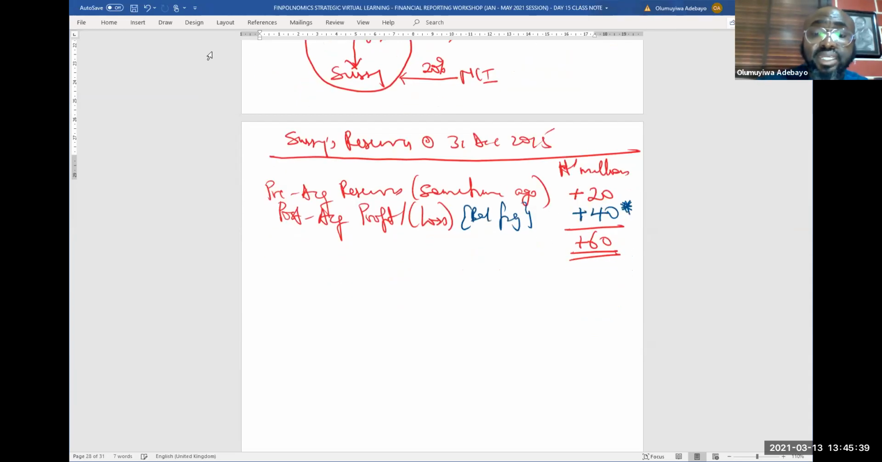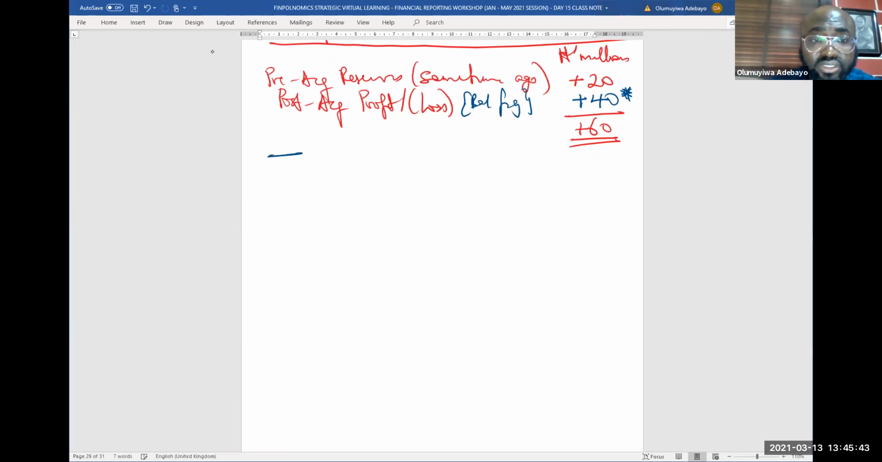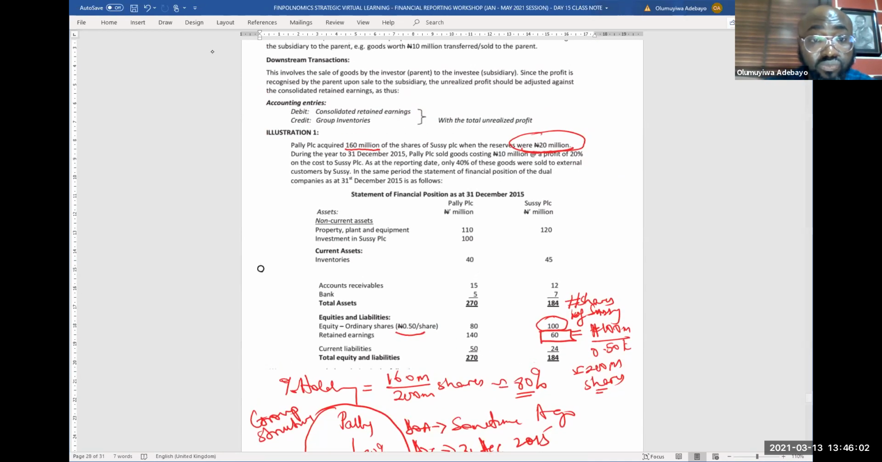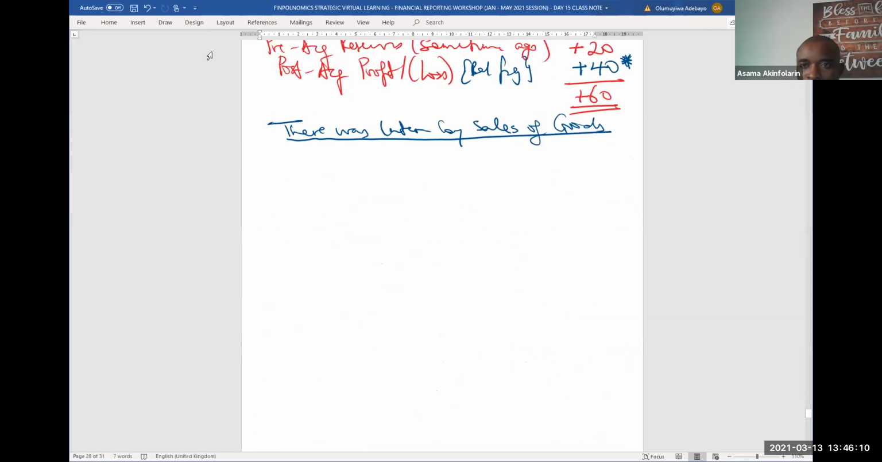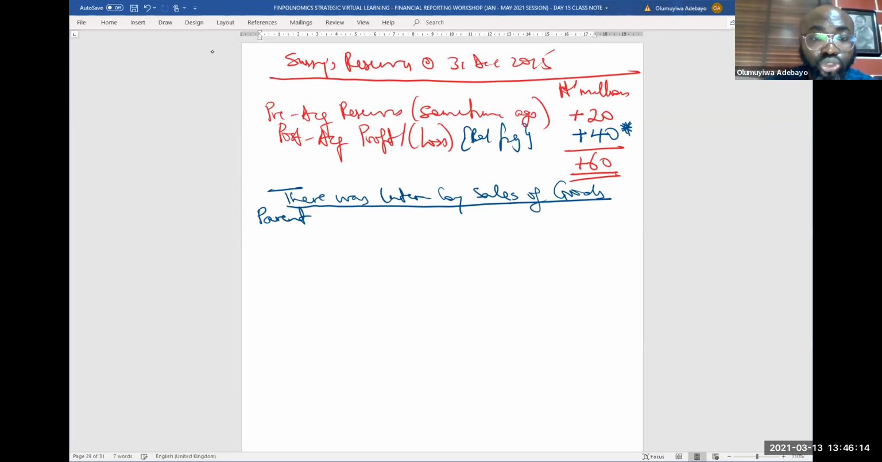Now, what matters now is there was intercompany sales of goods. Who sold to who? During the year, Pali, the parent, sold goods to SUSI, which means the parent sold to the subsidiary. And we categorize this as downstream. Now, why is it downstream? We are going to learn it today. Downstream transactions.